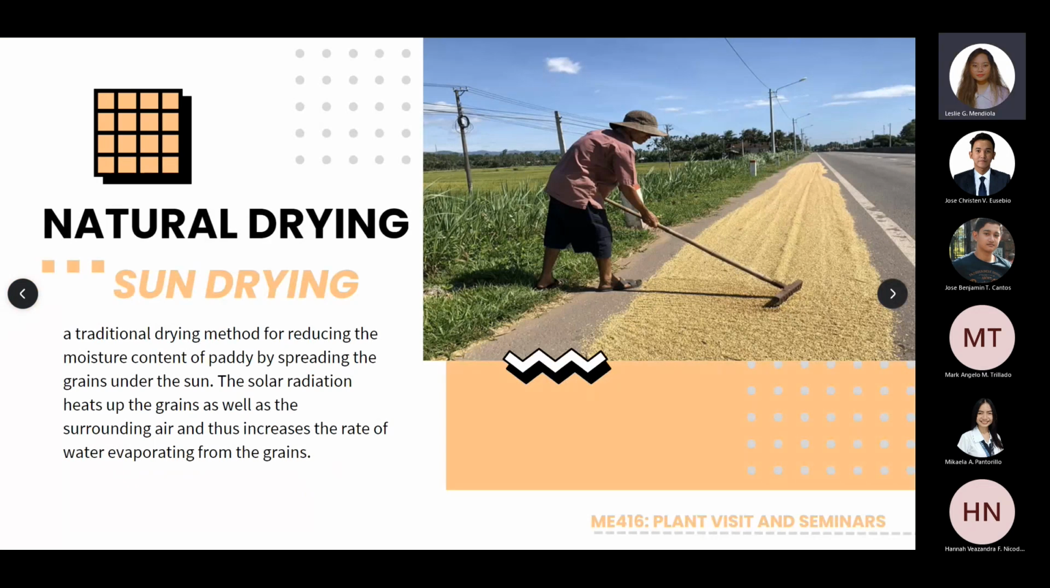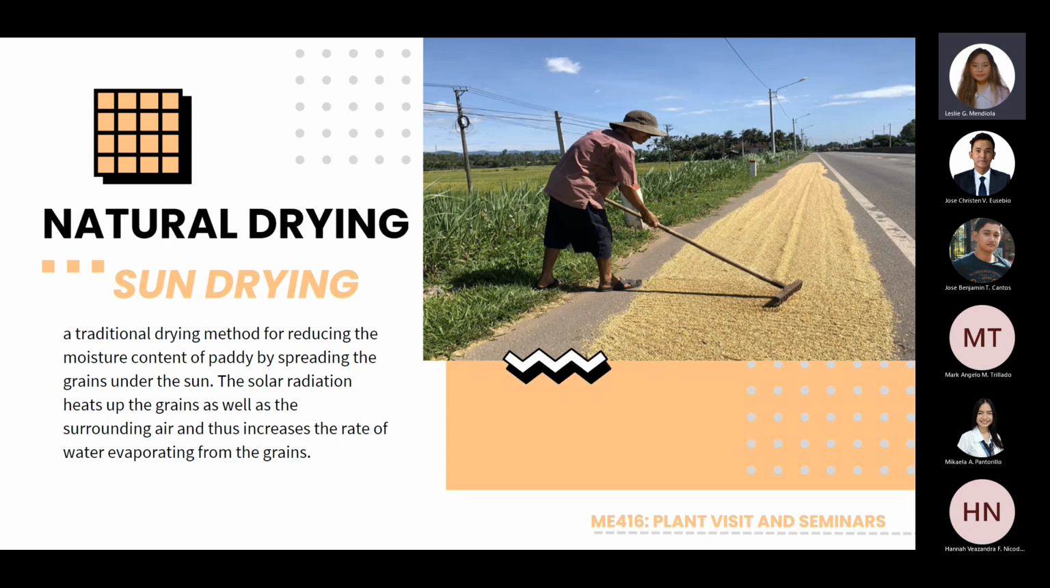So, under ng natural drying, we have sun drying, a traditional drying method for reducing the moisture content of paddy by spreading the grains under the sun. The solar radiation heats up the grains as well as the surrounding air and thus increases the rate of water evaporating from the grains. So, yung sun drying, yung usual na ginagamit dito sa country natin and madalas itong ginagawa sa mga kalsada, sa roof, or minsan nakahang sa mga tray.